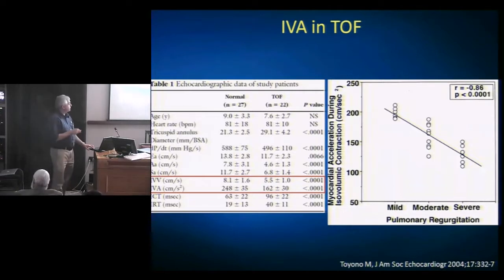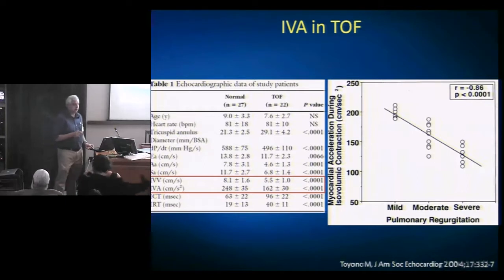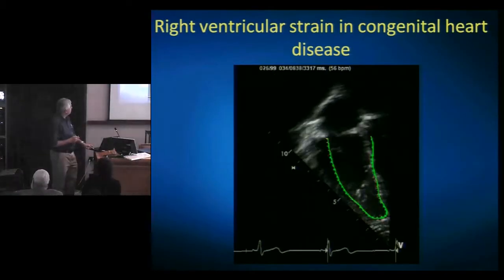I'll come back to this later, but I want to show this now with IVA. You can see that as pulmonary regurgitation becomes more severe, and these are group averages, so there's obviously overlap, in general your isovolumic acceleration decreases. So the pulmonary regurgitation certainly has some role over here.